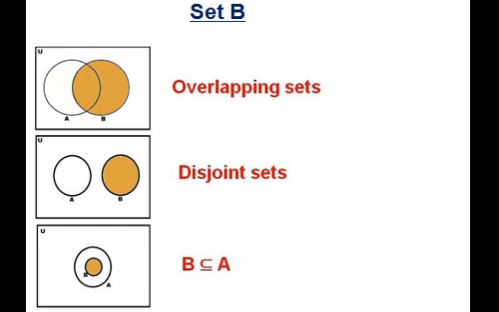Moving on to the representation of set B in the same way. In the overlapping sets, you have the circle of B colored. In disjoint sets, again the circle of B is colored. And in the third category, if you see, the inner circle is colored. We have not colored A this time because we are only talking about set B, and set B is contained inside set A. So only the inner circle will be colored this time.